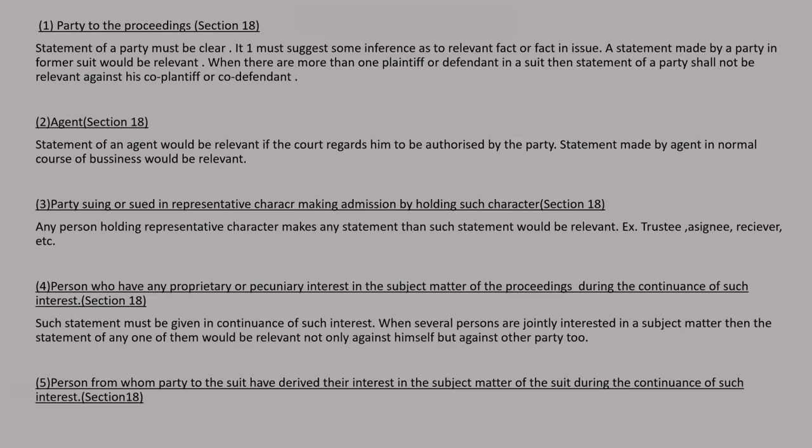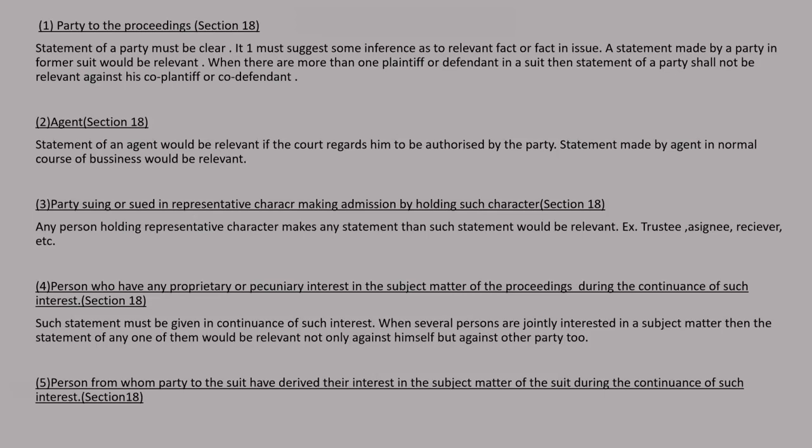The third is a party suing or sued in a representative character, making an admission by holding such character under section 18. So any person holding a representative character may give an admission. That person may be a trustee, assignee or receiver, or any person holding property on behalf of someone. So any representative can make these admissions. If any person holding a representative character makes any statement, then such a statement would be relevant.